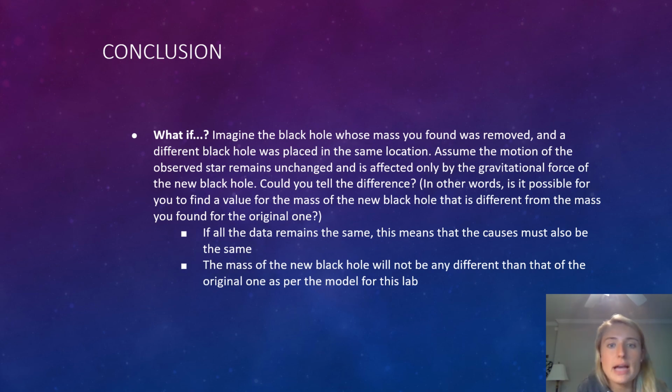If the black hole whose mass that we found was removed and a different black hole is placed in the same position, assuming that nothing else was changed, could you tell the difference? My conclusion would be that if the data remains the same, so not a change in mass or a change in force, this would mean that the causes must also be the same. Therefore the mass of the new black hole would not be any different than the original one that we found per the model for this lab.